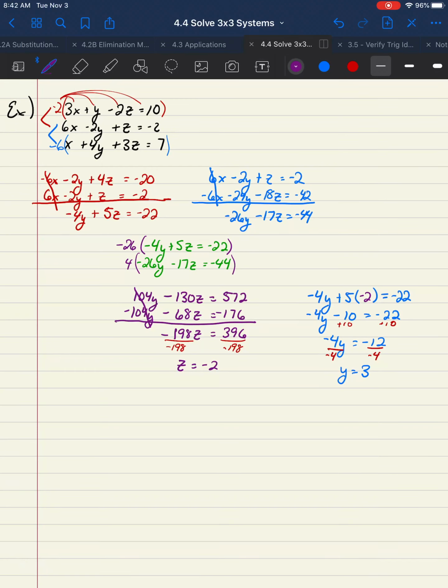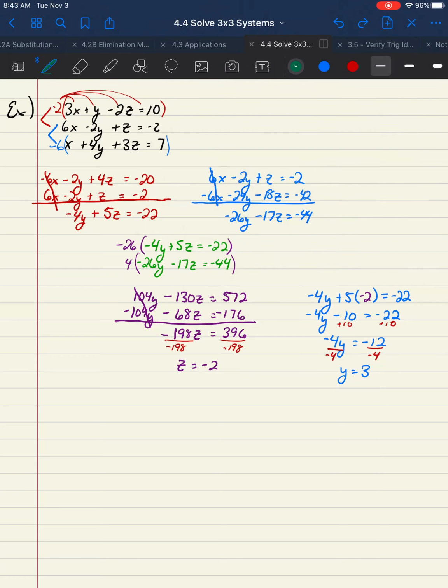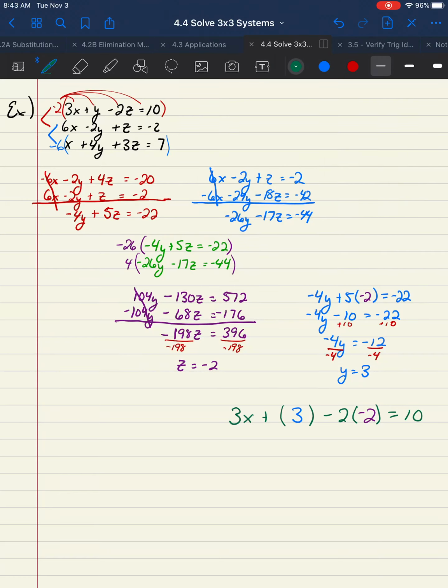Okay, now I'm still not done though, because I now know z and y. I'm going to take both of these and plug them back up into one of the original equations. Again, it does not matter which one you choose. So I'm going to just choose the top one because it's just where my mind thinks. 3x plus y minus 2z equals 10. I replace y with the 3 and the z with the negative 2.